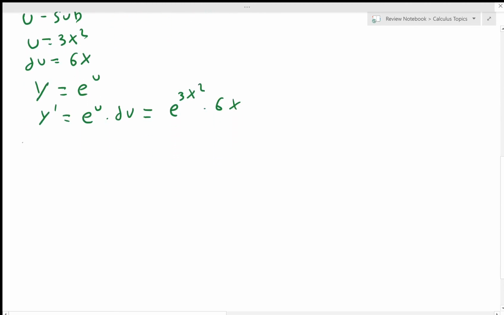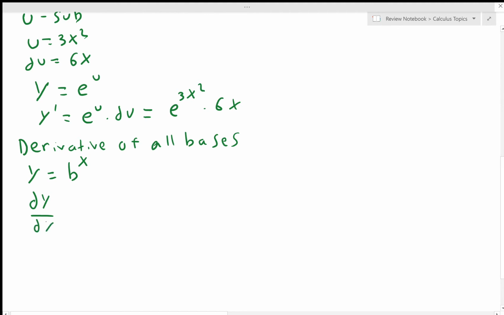So now that was for the number e. Now we need the derivative of all bases. So we're going to have the base y equals b to the x. The derivative of y in terms of x would be the same thing that we did before. We have b to the x, or e to the x, but now it's going to be times ln b. We'll go over why. If you can tell by now, maybe, that's why the derivative of e to the x is e to the x.